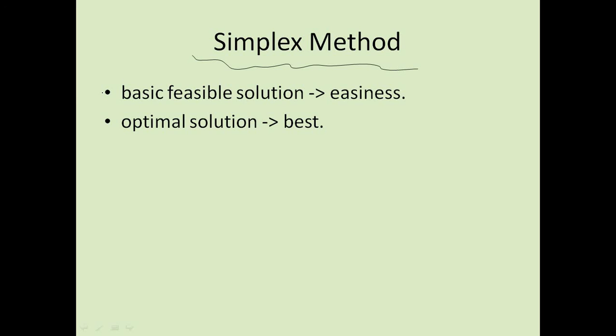Okay, there are two things that are supposed to be used while solving the simplex method. One is the basic feasible solution, and the second one is your optimal solution. Basic feasible solution is nothing but the easiness. Okay, how easily you solve a problem and how best you arrive at a solution. So easy as well as best, that is gonna be the simplex method.